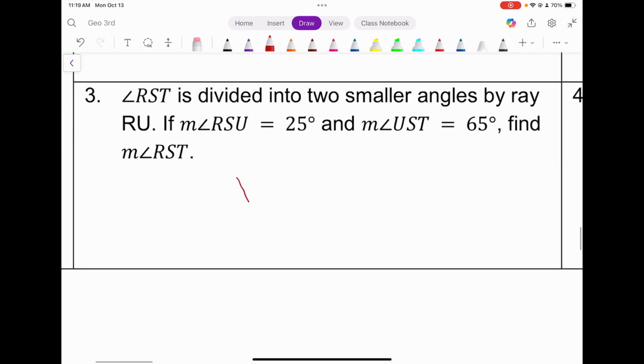Next one says that angle RST is divided into 2 smaller angles by ray, that should say SU. If the measure of angle RSU is 25 degrees, and the measure of UST is 65 degrees, then the entire measure, which is not drawn to scale, RST, can be found by just simply adding these 2 angles together, and you do get a 90-degree angle.